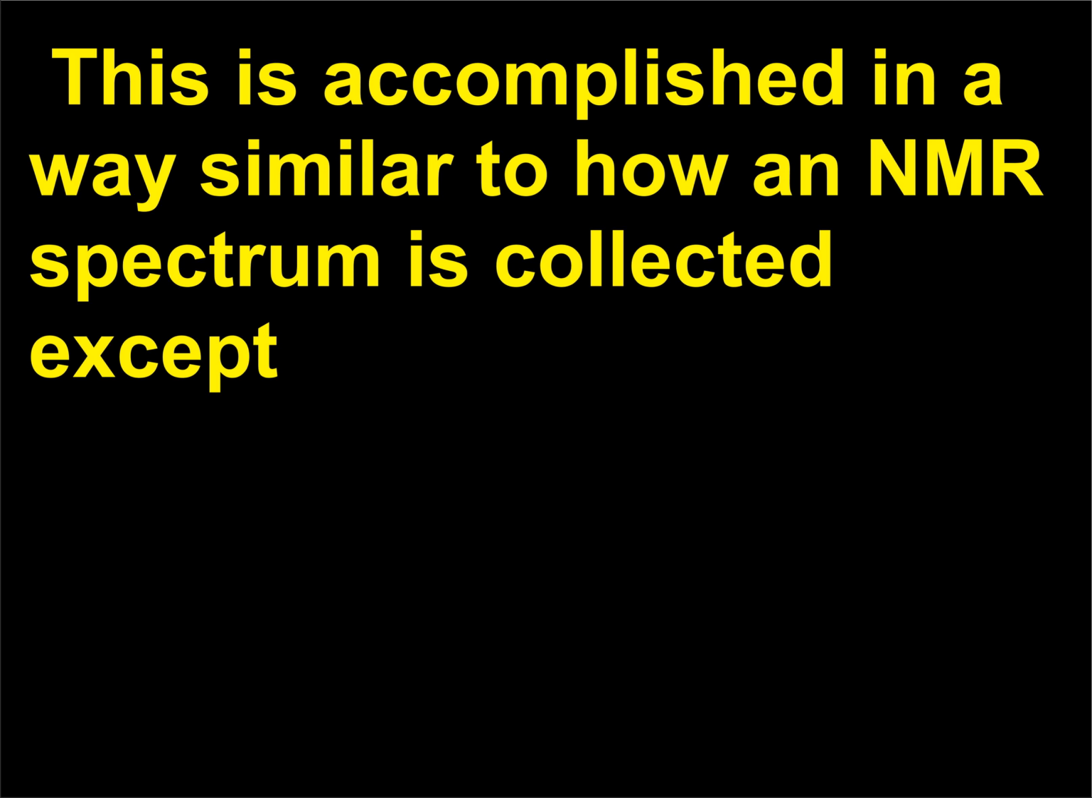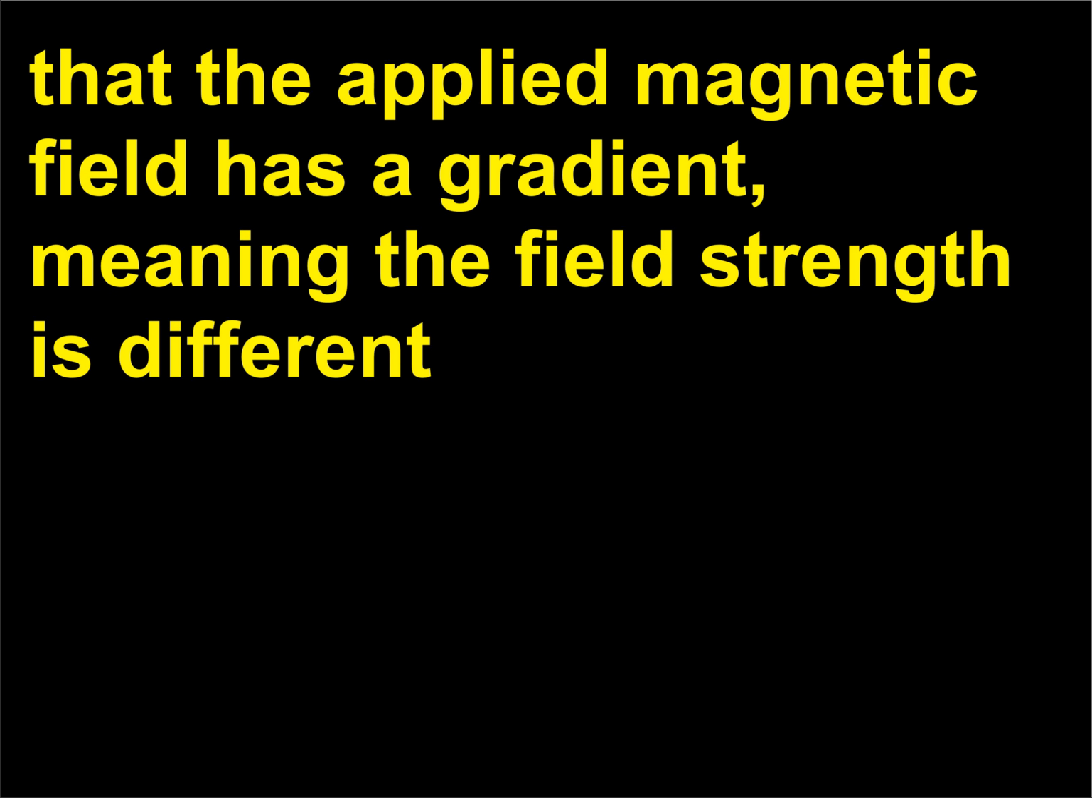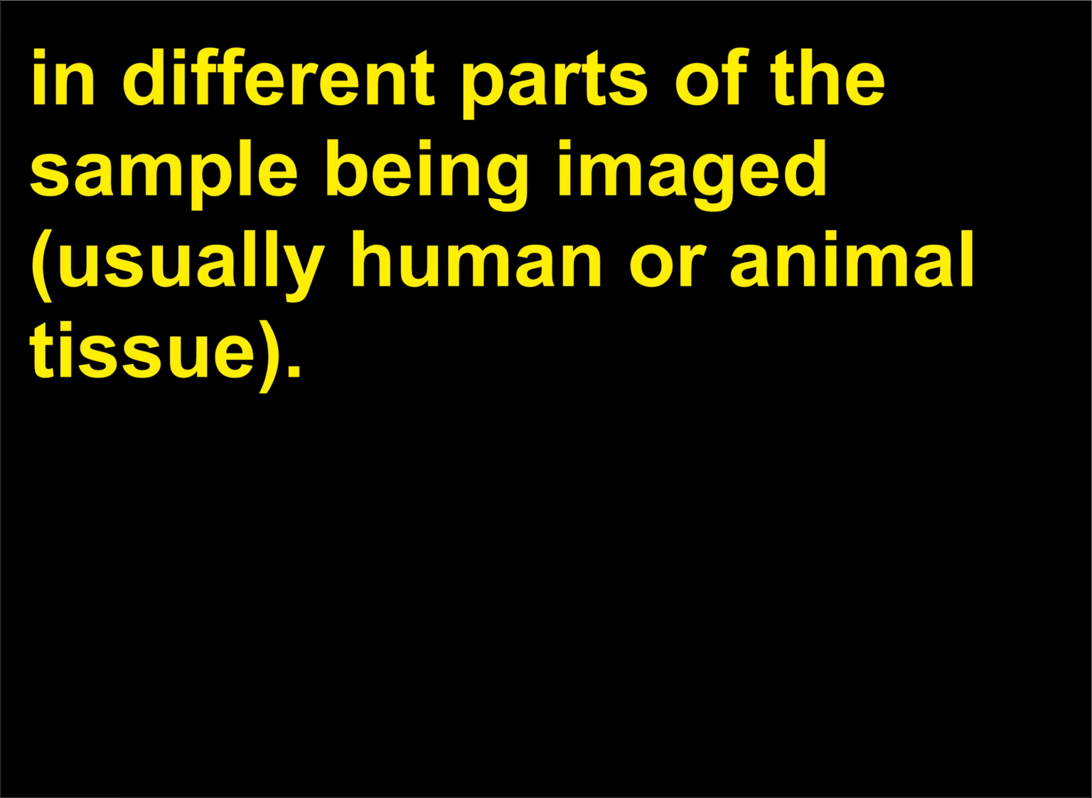This is accomplished in a way similar to how an NMR spectrum is collected, except that the applied magnetic field has a gradient, meaning the field strength is different in different parts of the sample being imaged, usually human or animal tissue.